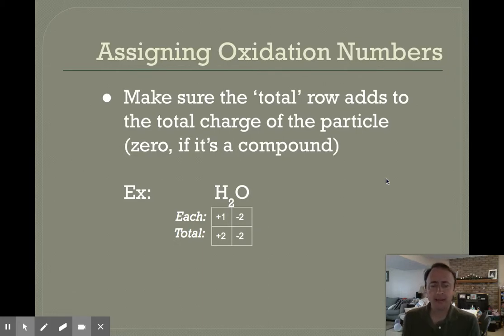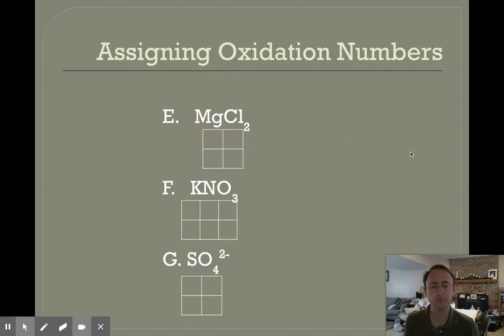Here we see that hydrogen had a rule of +1 each, but there are 2 hydrogens in that formula, so we multiply the +1 times 2 for a total of +2. The oxygen is the only one in this compound, and oxygen is always a -2 for its oxidation number. So that's the same for each and total because there's only 1 oxygen. And then if I add a +2 and a -2, the total row adds up to 0, and water is a neutral compound, so that makes sense. The oxidation number for hydrogen is +1, and oxygen is -2.